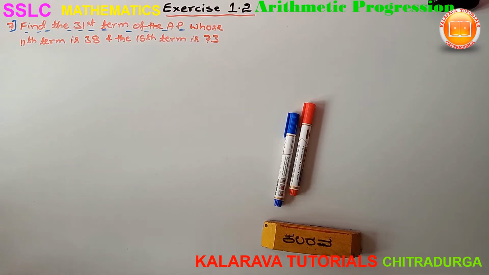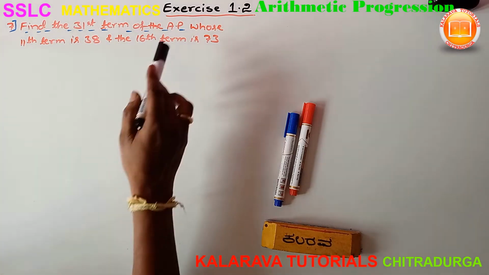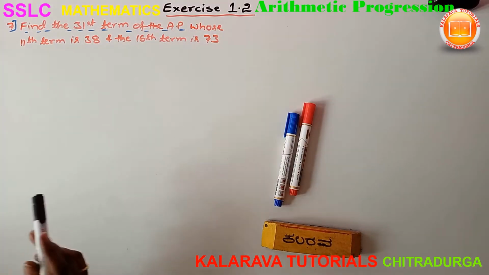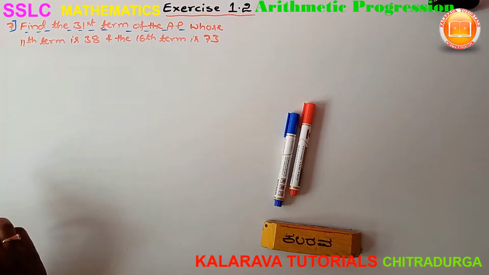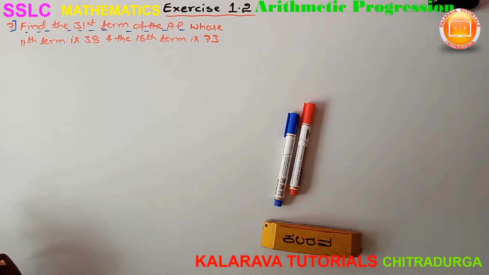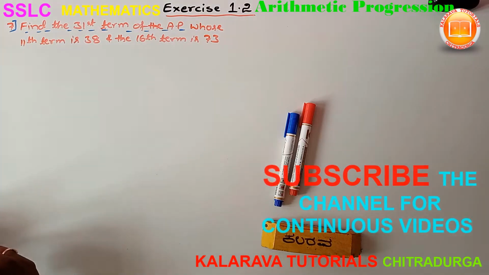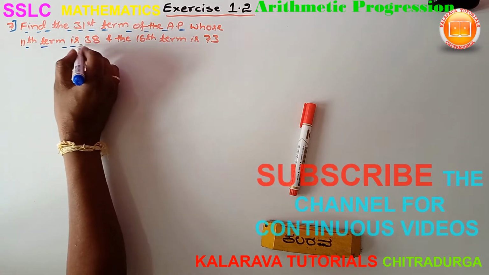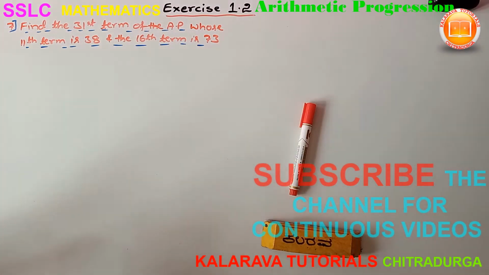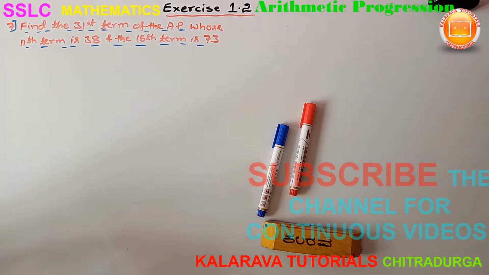Here we have to start the seventh problem from exercise number 1.2 of the arithmetic progression. The problem is: find the 31st term of the AP whose 11th term is 38 and 16th term is 73. For finding the 31st term, we need the values of A and D, so for finding A and D, we use the 11th term and 16th term.